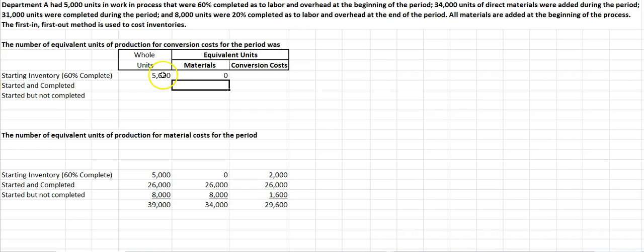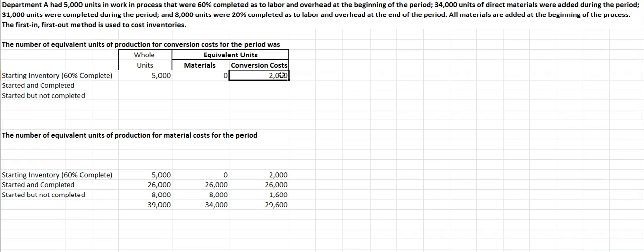How many equivalent units, as far as these 5,000 units, do we have to work on for conversion costs? Well, we know that 60% were completed, so we must complete 40%. So we simply multiply the 5,000 units times 40%, and we must work on 2,000 equivalent units, right?